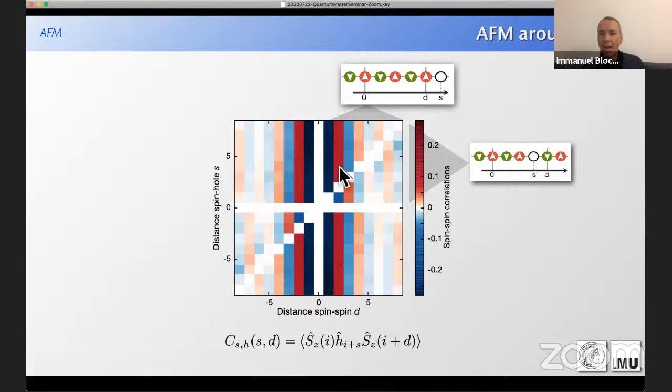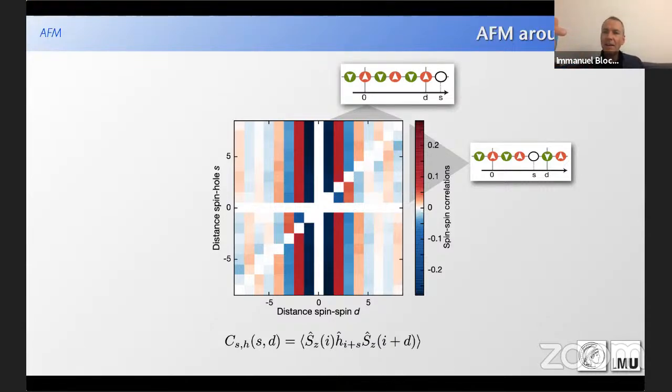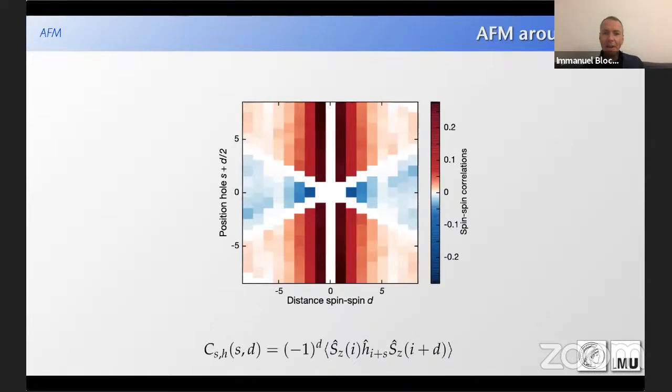But when we go S larger than D, you see that everything that was blue turned into red, and everything that was red turned into blue, showing that the correlations have precisely been flipped. So the parity of this antiferromagnetic order has been flipped. You can show this even more nicely if you take out the staggering of the antiferromagnetic correlations by introducing the -1 to the power of D factor into the system.